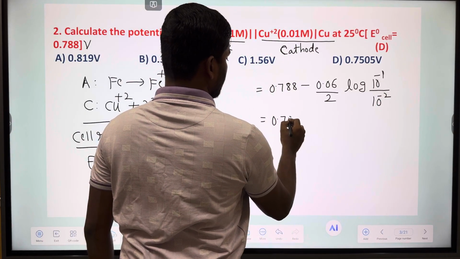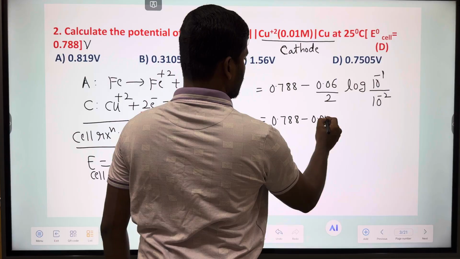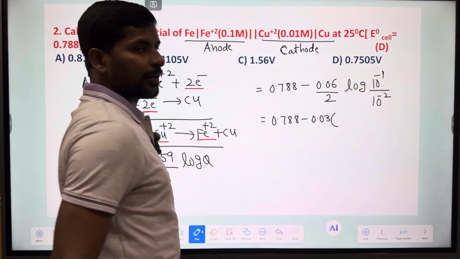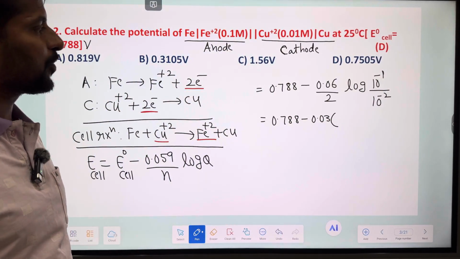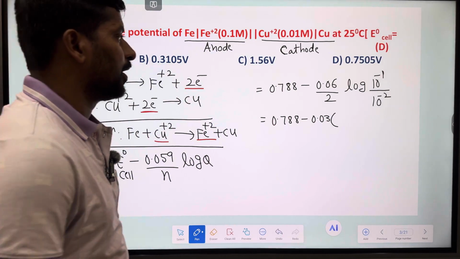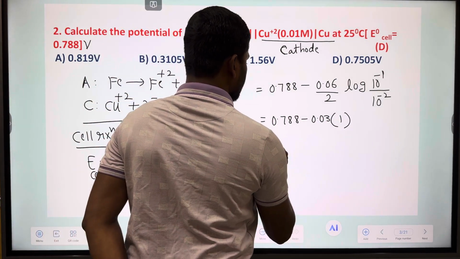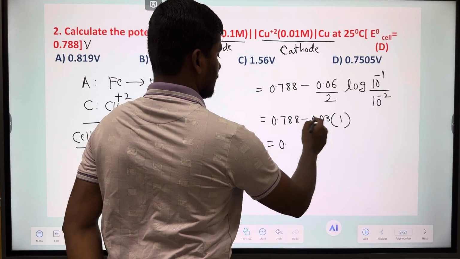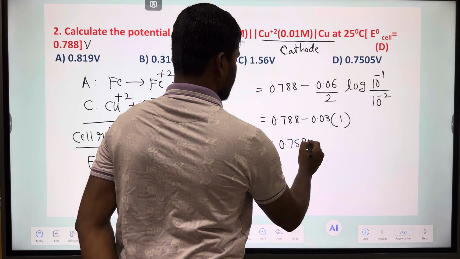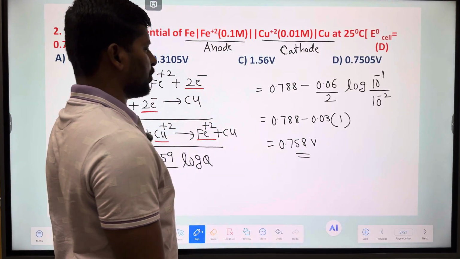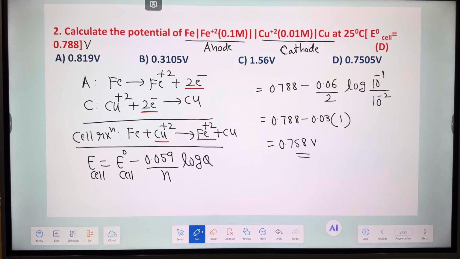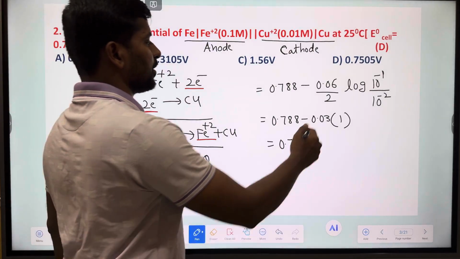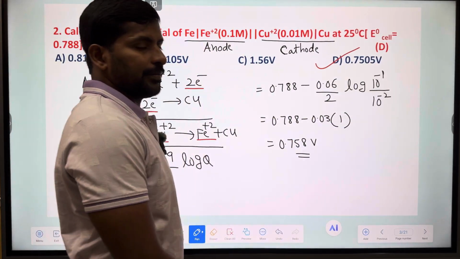So 0.788 minus 0.03. If you bring this to the numerator, 10 power minus 2 becomes 10 power plus 2. 2 minus 1 is 1, so 10. Log 10 value is 1. So nearly we are getting 0.788 minus 0.03, so 0.758. Right, nearly we are doing some rough calculation. 0.758 volts we are getting. That is option D is correct. Okay.